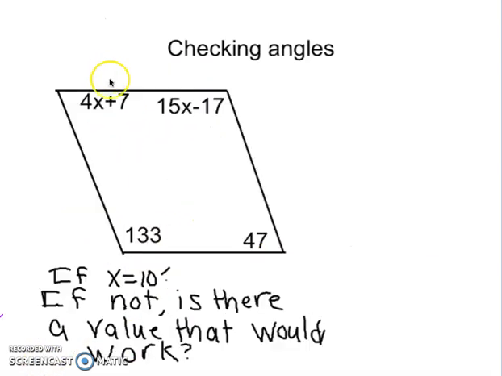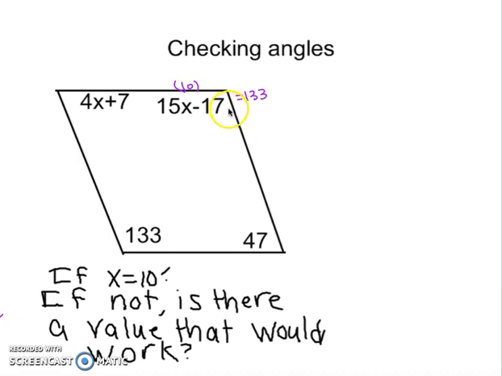Another thing you can do is check angles. Remember what I said in the previous slide, you can't check consecutive angles to determine if it makes a parallelogram or not. You have to check opposites. This one is asking, is this a parallelogram if x equals 10? So take your parallelogram and plug that in. So we would have up here, if we plug the 10 in here, we would have 15 times 10 would be 150, minus 17 would equal 133.